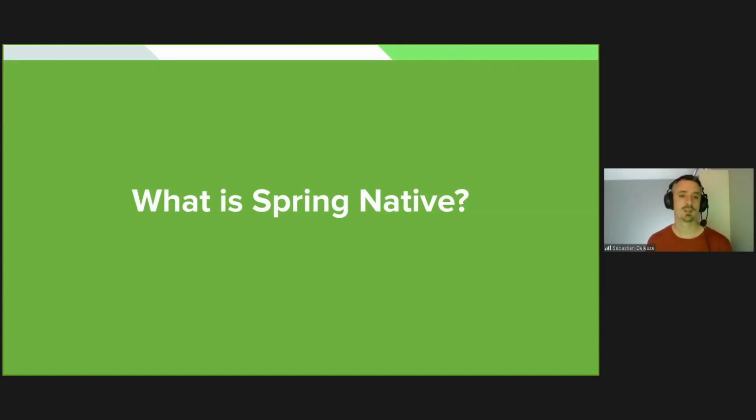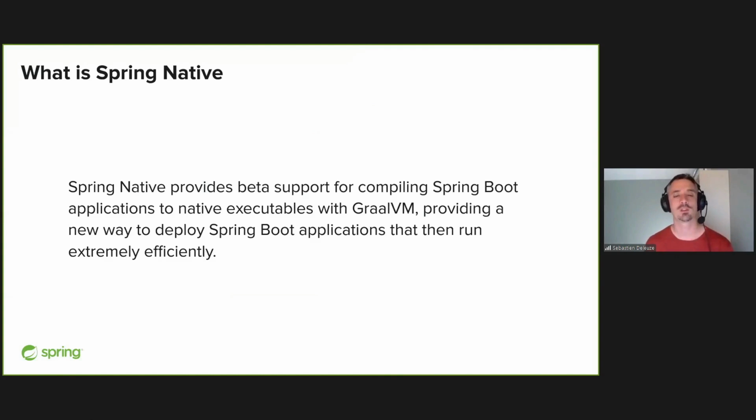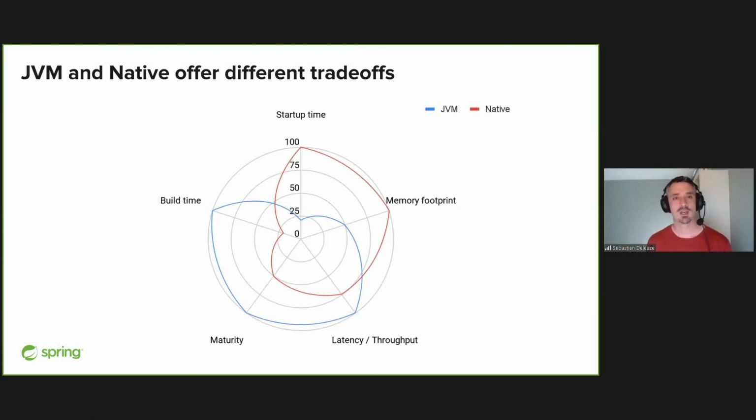So let's talk about what is Spring Native. In summary, Spring Native provides beta support for compiling Spring Boot applications to native executable with GraalVM, providing a new way to deploy Spring Boot applications that then run extremely efficiently. So that's really about runtime efficiency. I'm not here to say that native fits every need. JVM and native are complementary and offer different trade-offs. While the JVM shines in terms of build time, maturity, and performance, native is hard to beat in terms of startup time and memory footprint. And it really depends on your context and your workload.